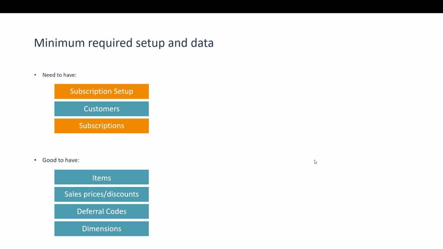I also recommend creating items because you can inherit prices or dimensions and text from those. And you can create sales prices and discounts on those items. And then of course deferral codes if you want to use the standard deferral function to defer your income. And finally, I've added dimensions because a lot of companies use that for reporting. And of course you need to make sure you handle that on your subscriptions as well.